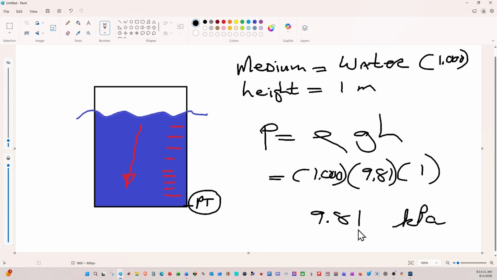9.81 kilopascals. So what you would do is you would take your pressure transmitter, apply no pressure to it, and set it up for 4 milliamps if you're working with a 4 to 20 milliamp signal, and then you apply a pressure of 9.81 kilopascals to it, and you adjust your span to give you the 20 milliamp reading. Again, if you are working with a 4 to 20 milliamp signal.